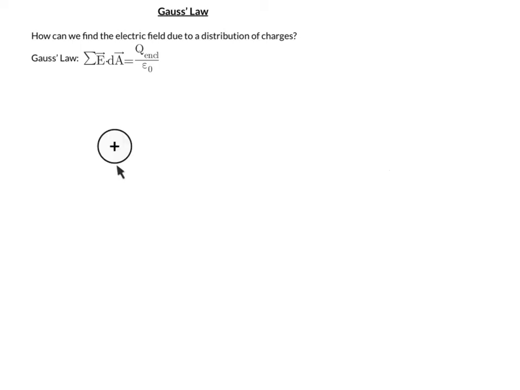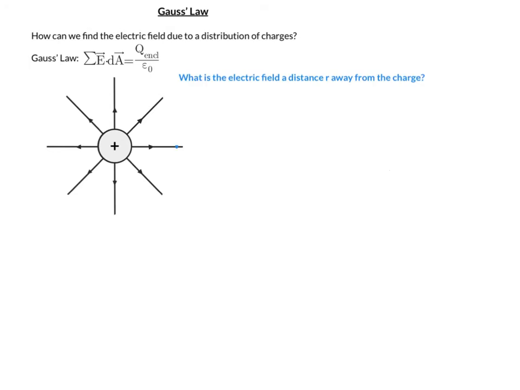So let's say that we have a point charge, and we know that a point charge creates electric field that is radially outward. So here is the electric field. And then let's say that we want to find the electric field at a point r away from the charge. But where exactly is this point r? Is it here, or is it there, or is it here or there? There is an entire sphere that is a distance r away from the point charge. So then we're going to draw this imaginary surface here, and we will call it a Gaussian surface.